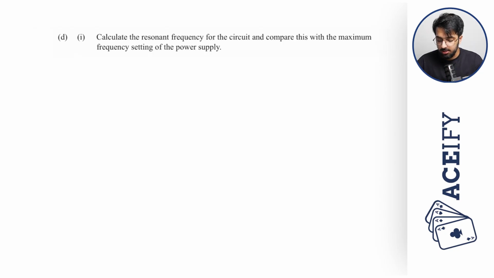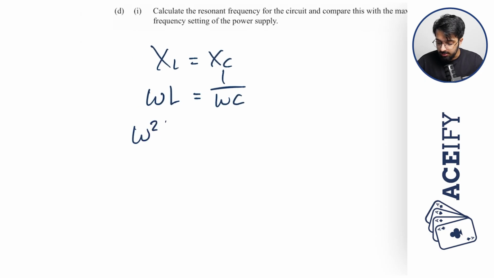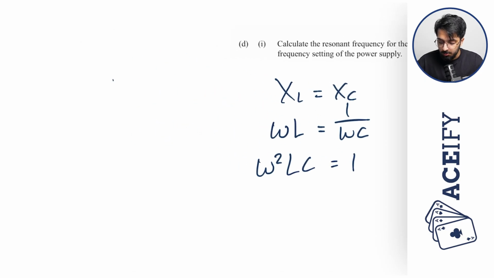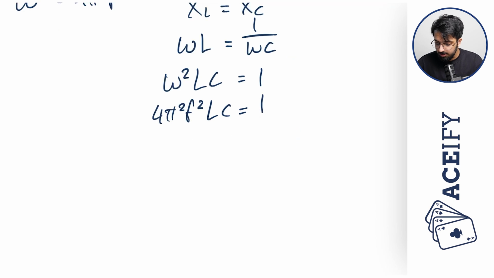Calculate the resonant frequency for the circuit and compare it with the maximum frequency setting of the power supply. Alright, so when the circuit is in resonance, this is when XL is equal to XC. We know our XL is equal to omega L, and our XC is equal to 1 all over omega C. And so therefore, omega squared LC is equal to 1. Omega squared is equal to 4 pi squared F squared. And so therefore 4 pi squared F squared LC is equal to 1, and so therefore F is equal to 1 all over 2 pi square root LC.